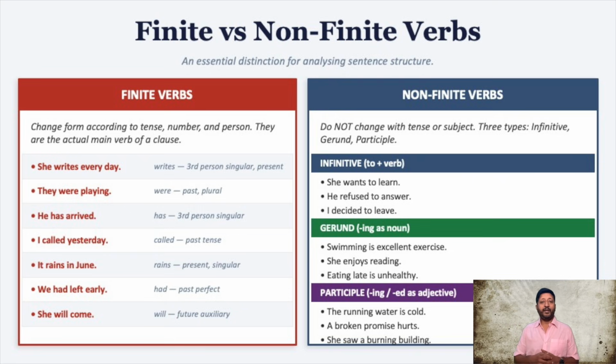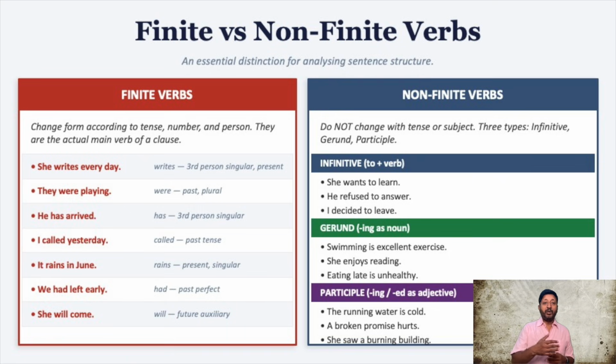Let us understand something very important. Finite versus non-finite verbs. It's an essential distinction for analyzing sentence structure. The finite verbs, they change form according to tense, number, or person. These are the actual main verb of a clause. Take the sentence, she writes every day. It's third person singular and it is in the present.